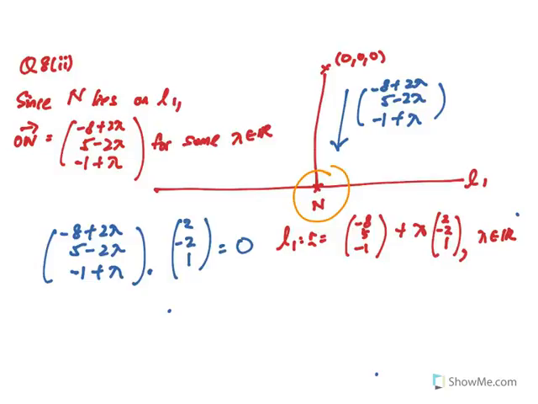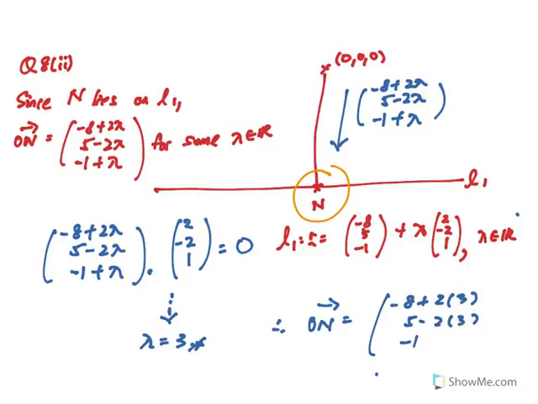Okay, solving this, what's your lambda? Lambda should be equal to 3. With that, you find your ON. It's just equal to negative 8 plus 2 times 3, 5 minus 2 times 3, negative 1 plus 3. So it equals negative 2, negative 1, 2.